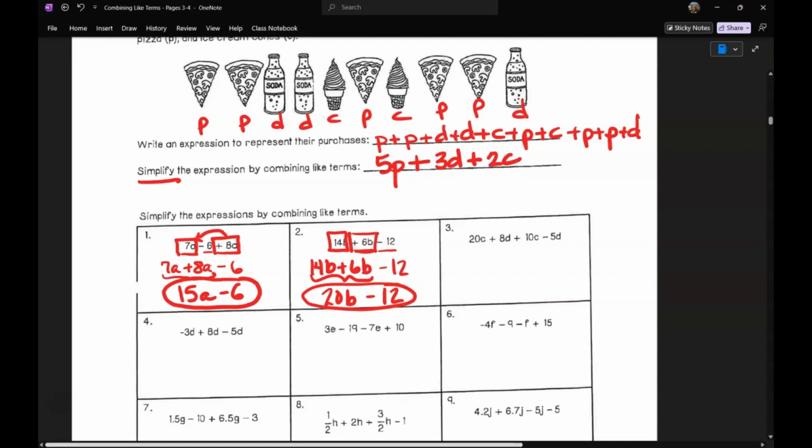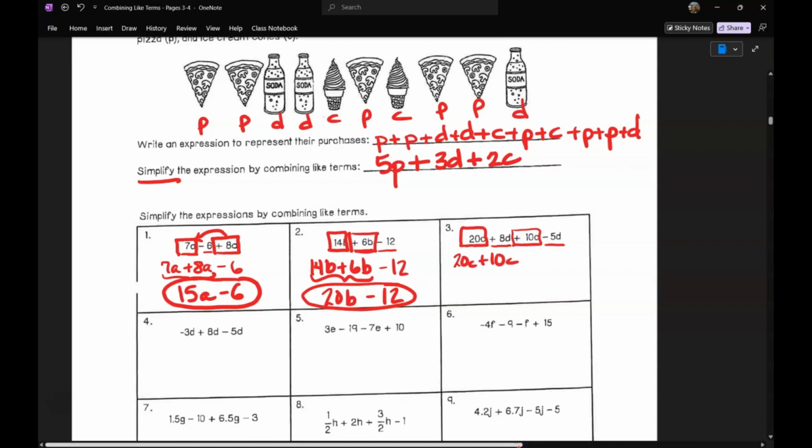All right, how about 3? I've got 1, 2, 3, 4 things in my expression. Do I have any more C's besides the 20? I do. I have a 10, so put the plus with it. Let's go ahead and write those down. 20C plus 10C.